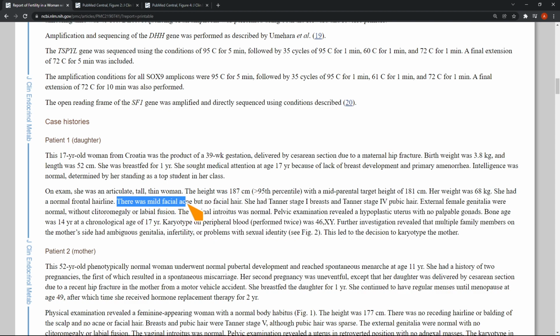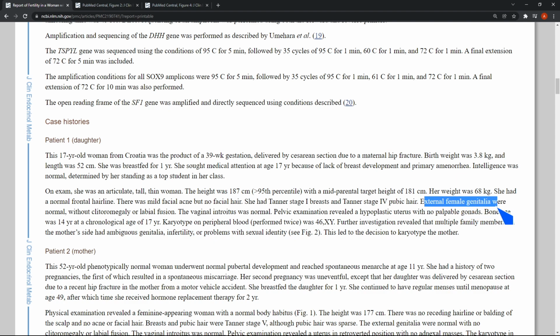There was mild facial acne, but no facial hair. She's a teenager. She had Tanner 1 stage breasts and Tanner 4 stage pubic hair. The Tanner stage, as I understand it, is a way of breaking down secondary sex characteristics, and the end stage is stage 5. So stage 4 pubic hair is bordering. It's probably where it should be, quite frankly, at 17. Maybe a little underdeveloped. But Tanner stage 1 breast means almost undeveloped.